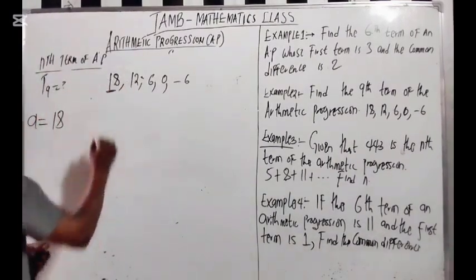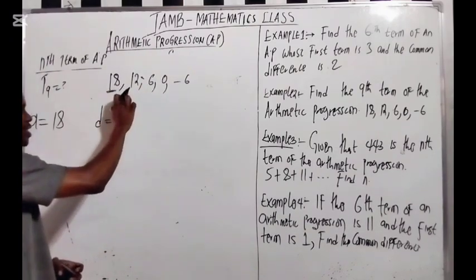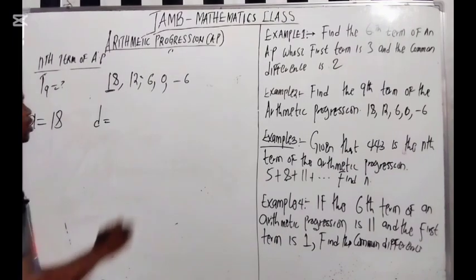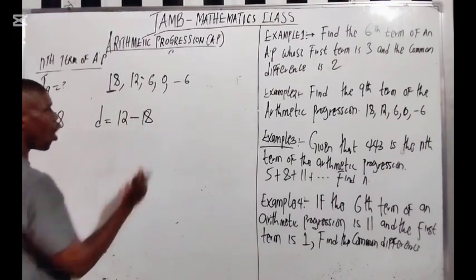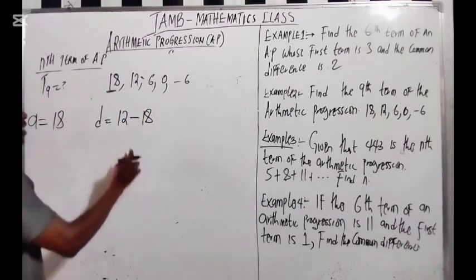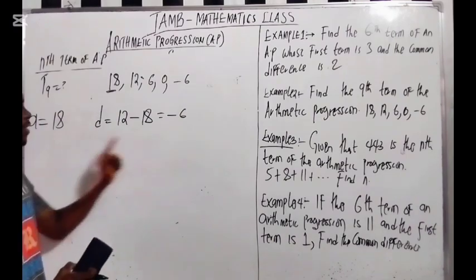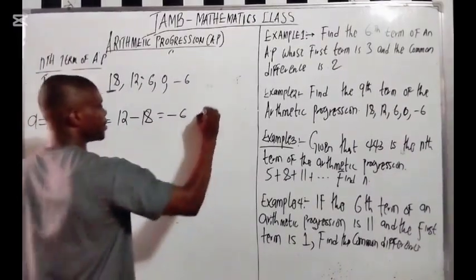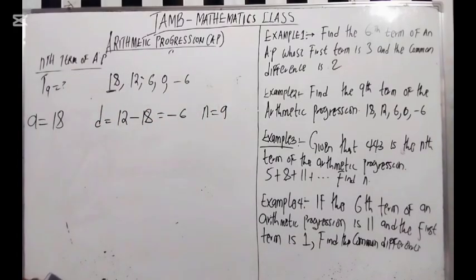How do we get our common difference? It's very easy. Our common difference D is going to be this minus this, so 12 minus 18, or 6 minus 12. That is minus 6. So my common difference is minus 6, as easy as that. Then my n is 9.